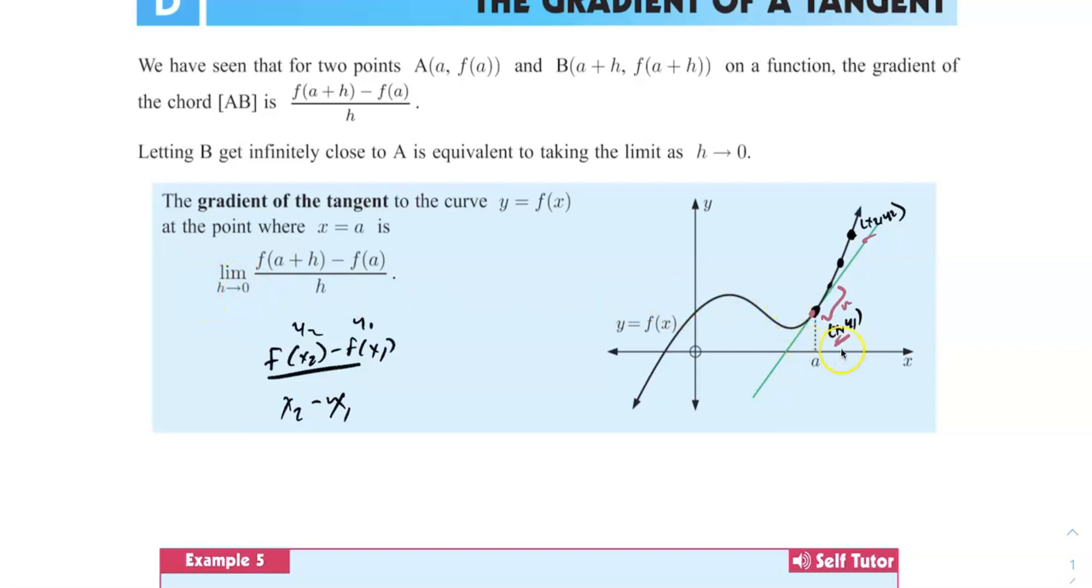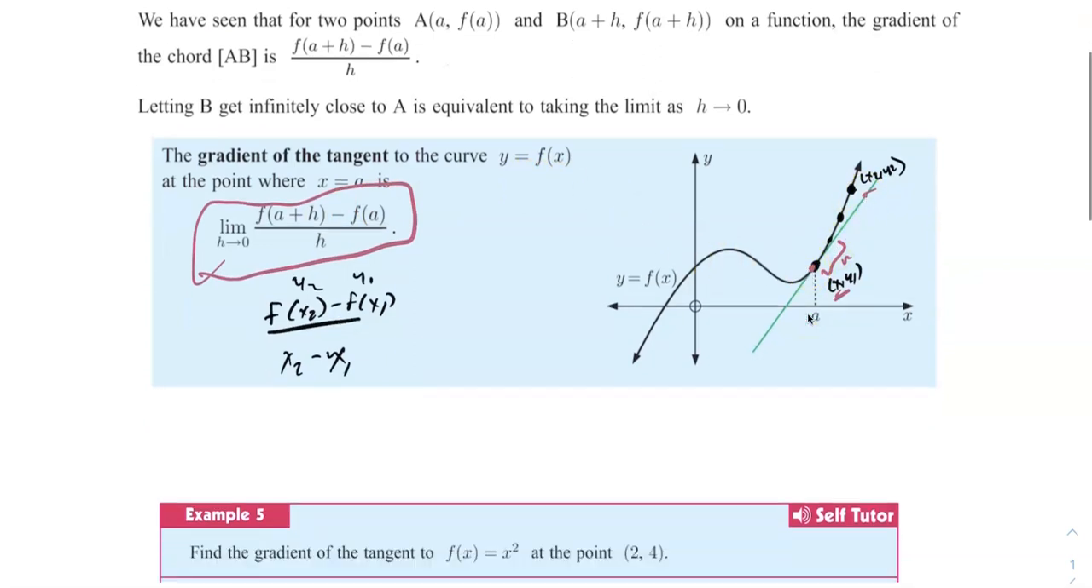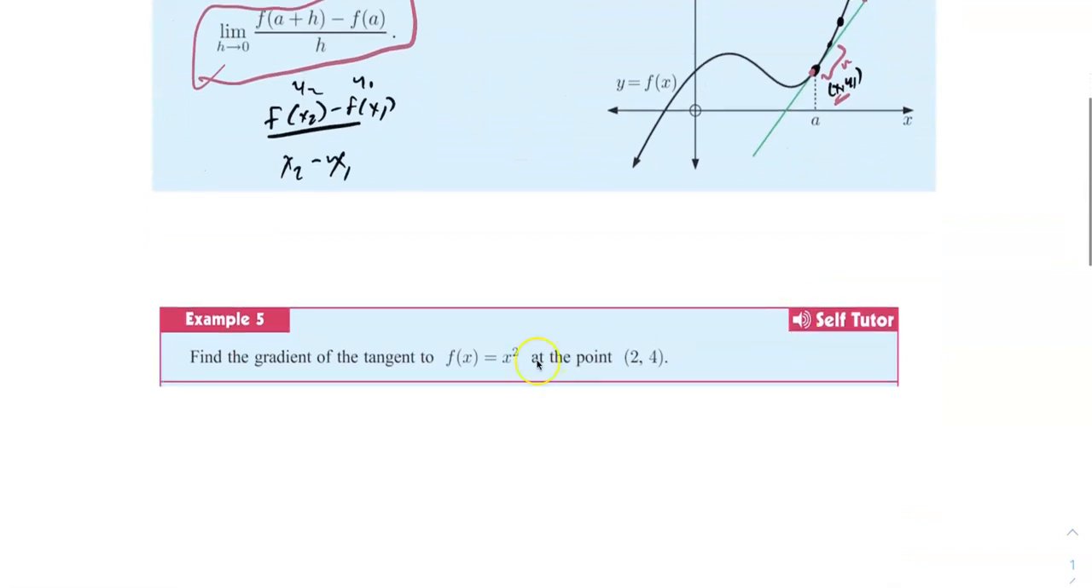Where the difference between this point and that point is almost non-existent. It's essentially 0. And you get this equation. Well, when that happens, this is f of a, and then this is literally just the distance between your a and h. That's what y2 would be. So that's where this formula comes from. We're taking the limit as we get closer to h. So how do we use it? Let's do it here. Find the gradient to the tangent line of this at the point 2, 4.